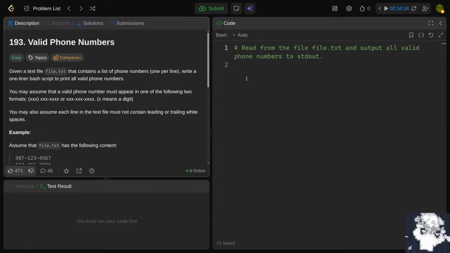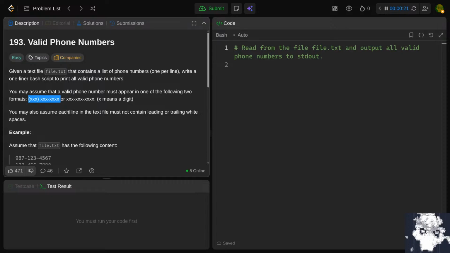Another bash one. Uh-oh. Number 193, valid phone numbers. Difficulty easy. Given a text file, file.txt, that contains a list of phone numbers, one per line, write a one-liner bash script to print all valid phone numbers. You may assume that a valid phone number must appear in one of the following two formats.